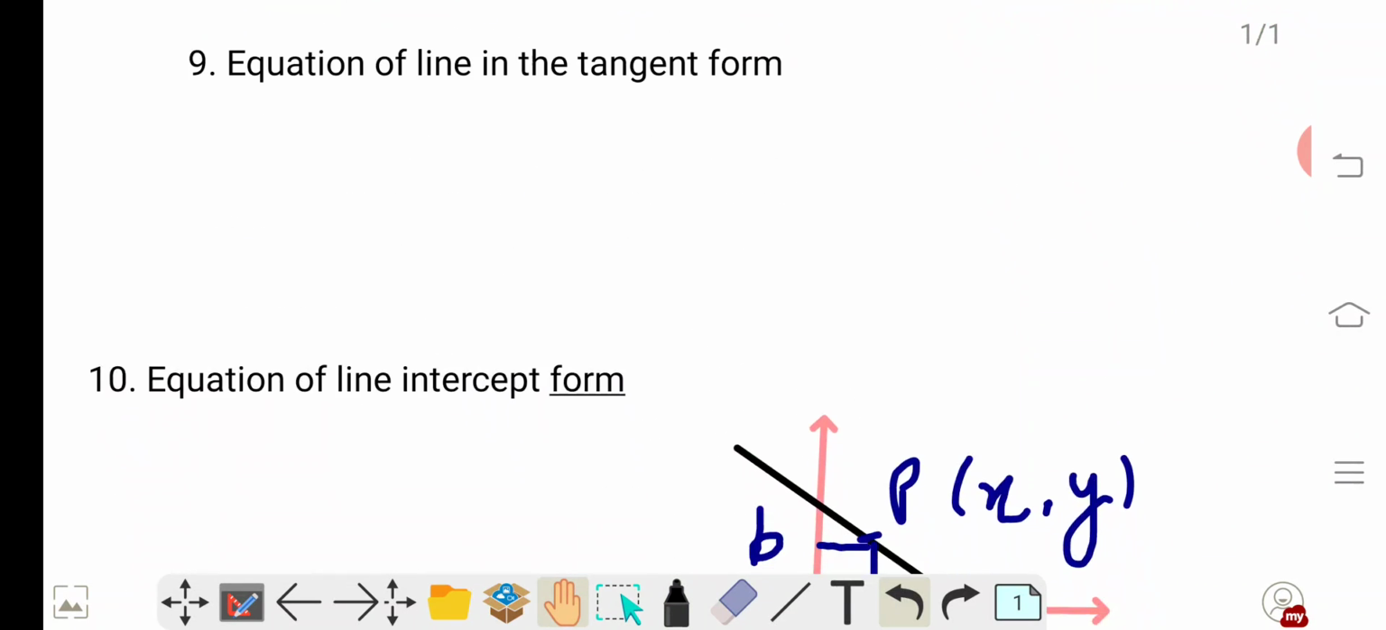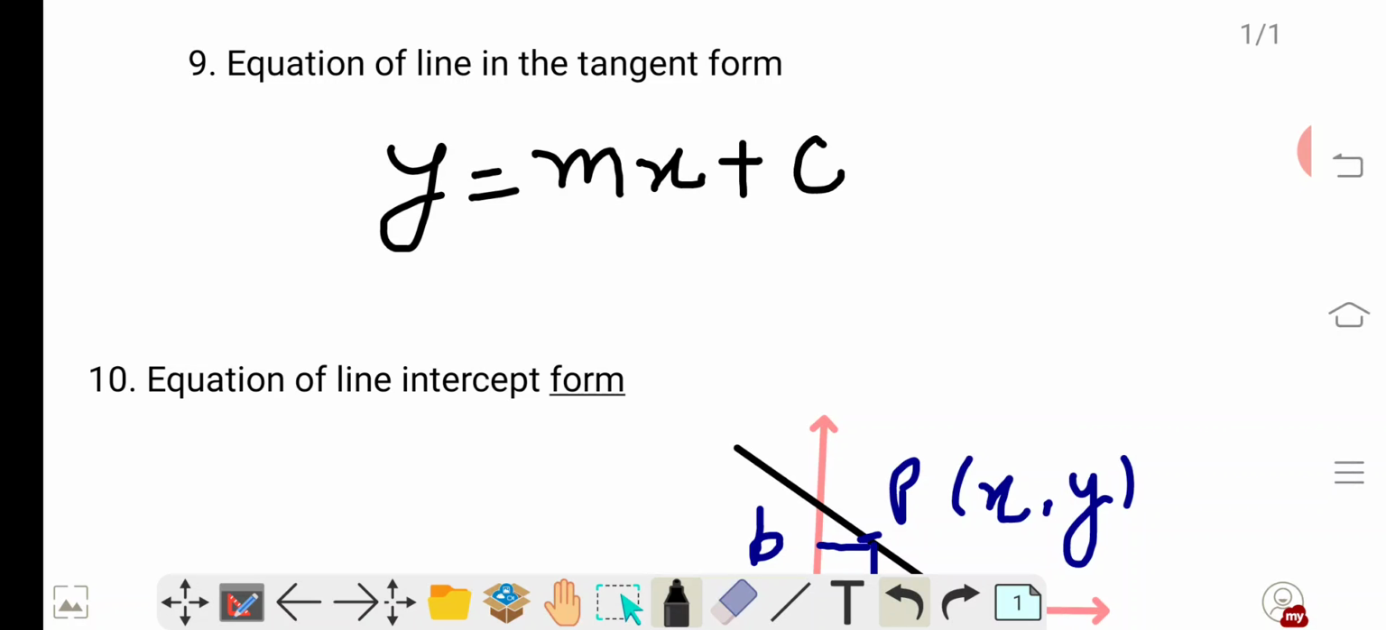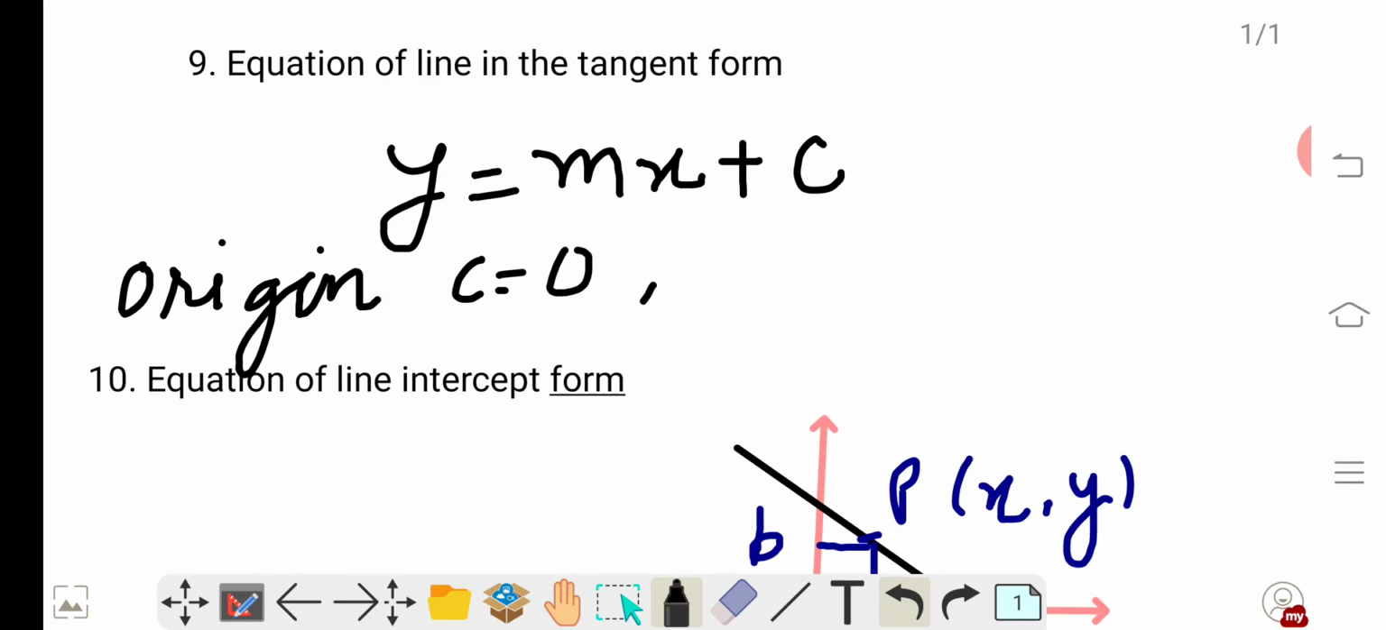Now the equation of a line in the tangent form. We know that y is equal to mx plus c. This is the equation of a line in the tangent form. And if it is passing through the origin, c must be 0. The origin is 0 comma 0, so in that case c will be 0, and the equation of the line will be y is equal to mx. This is the other equation.